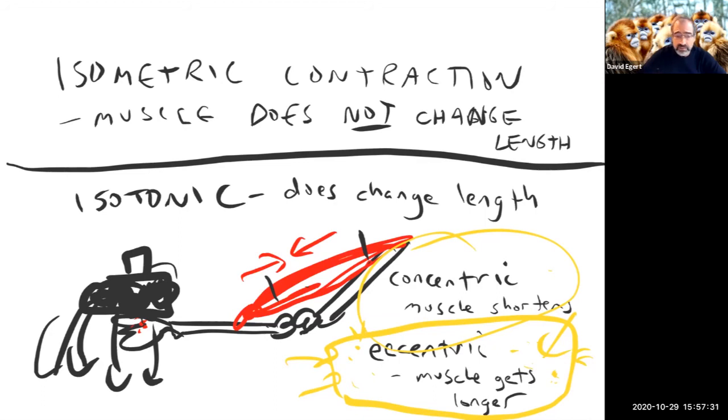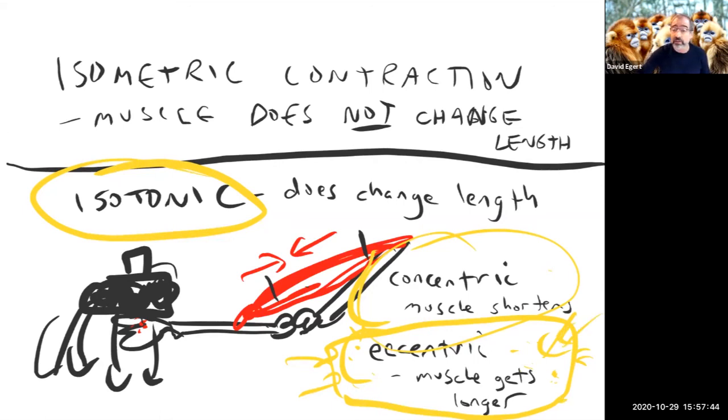So does that make sense, the idea of concentric versus eccentric isotonic contractions? Both are changing the length, but you can actually contract and actually have the muscle lengthen. Okie dokie.